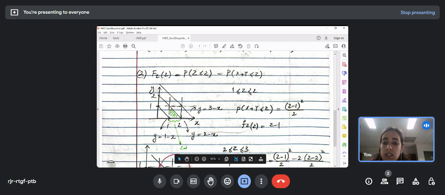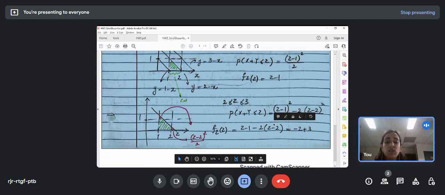So we know that our line is going to cross the x-axis and y-axis at z. So the difference here is z minus 1, and here is z minus 1. So the area of the triangle is z minus 1 multiplied by z minus 1 divided by 2. And then you can take the derivative of this very easily to get to the probability density function.